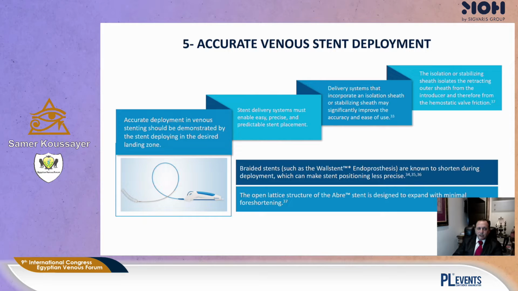Accurate venous deployment is also very important. Each company has different deployment accuracy, so you have to look at the accuracy. In general, a wall stent or a braided stent is known to shorten during deployment, which makes the stent position much less precise and very difficult. Whereas with a nitinol stent, they are designed to expand with minimum force, so you can have a very nice, precise deployment.